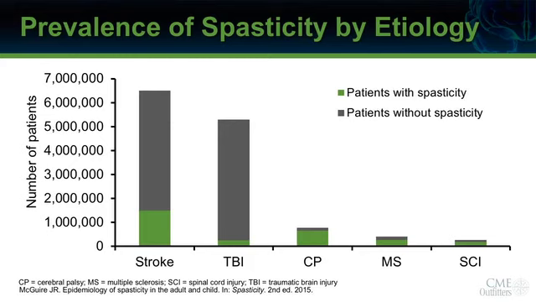Now, you'll find different studies reporting prevalence of spasticity from different etiologies, stroke, traumatic brain injury, MS, and the like. And this is probably an underestimate, this study by McGuire. But you can see that the numbers are still very large. Obviously, stroke is a major public health problem, and spasticity is frequently a consequence of stroke and these other disorders.